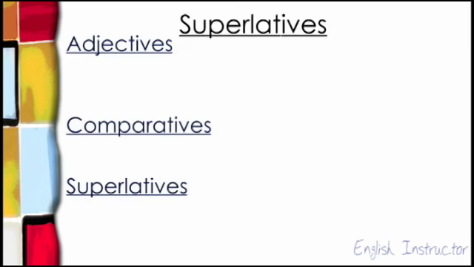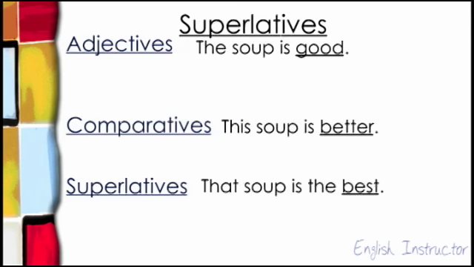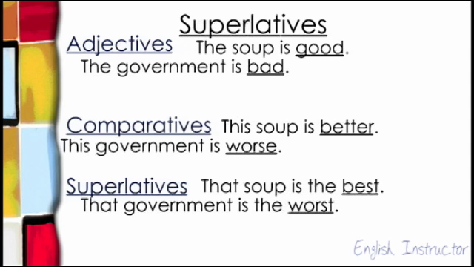Let's look at how superlatives relate to comparatives and adjectives. Their relationship is important. Let's look at an irregular example. The soup is good. This soup is better. That soup is the best. Notice the adjective good, the comparative better, and of course the superlative the best. Let's look at another common irregular example. The government is bad. This government is worse. That government is the worst. Notice the adjective bad, the comparative worse, and the superlative the worst.